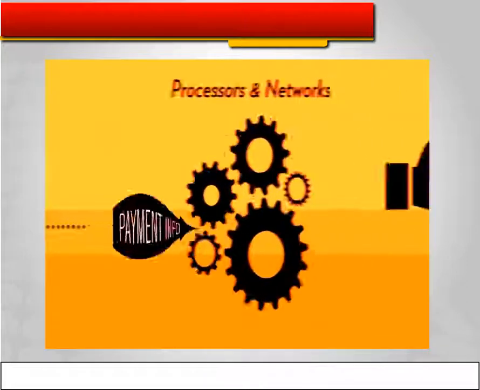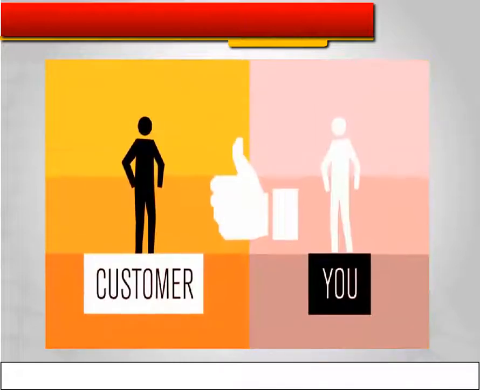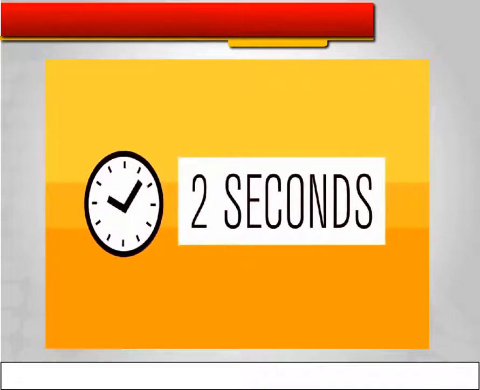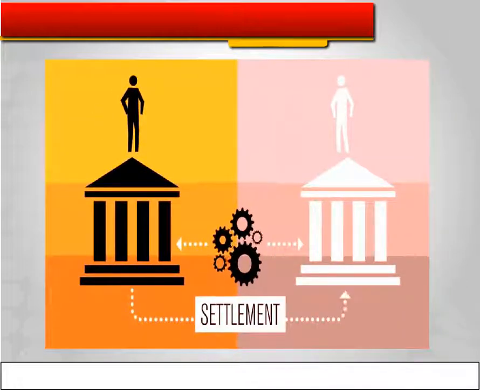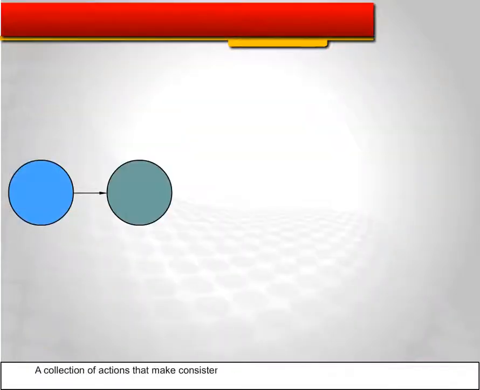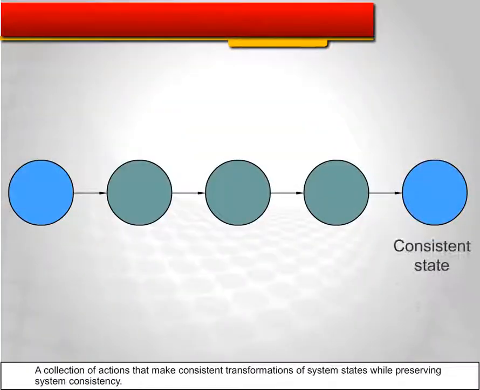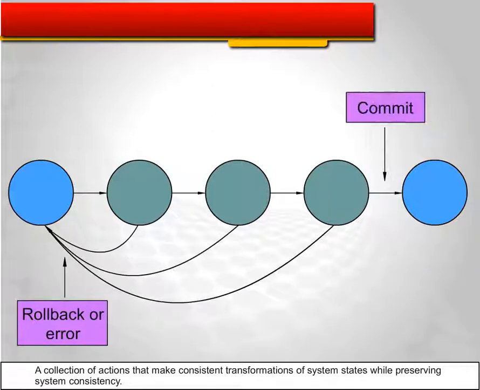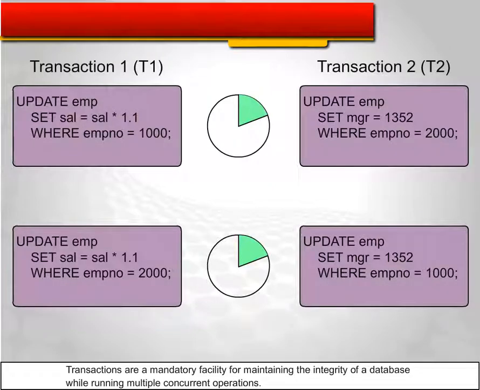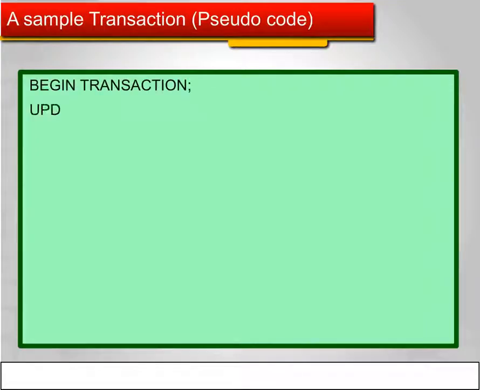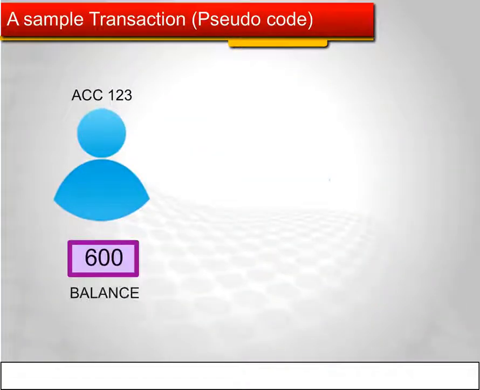A transaction is a logical unit of work. Start statement, begin transaction. End statement, commit. Execution errors, rollback. Redo and undo. A transaction is an action or a series of actions carried out by a single user or an application program which reads or updates the contents of a database.